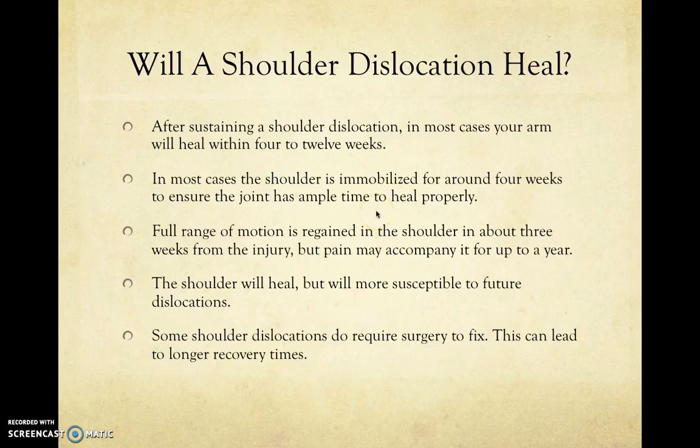This is because you want to ensure that your joint has ample time to heal properly. Movement is regained in the shoulder in about 3 weeks from the injury, but pain may accompany it for up to a year. The shoulder will heal, but is more susceptible to future dislocations, as I explained earlier with the rubber band metaphor. Some shoulder dislocations do require surgery to fix. This can lead to a longer recovery time.